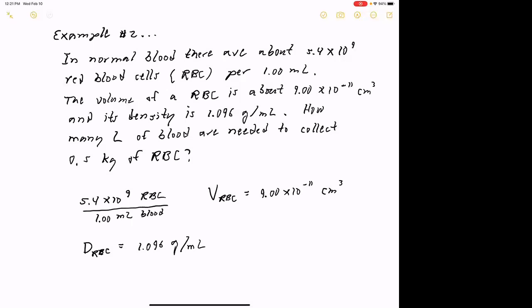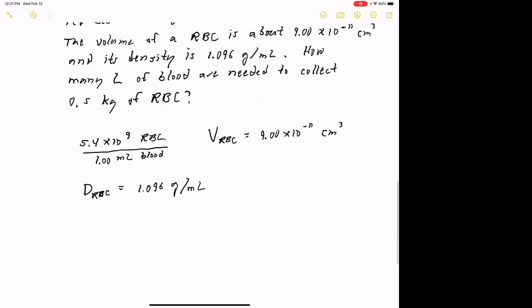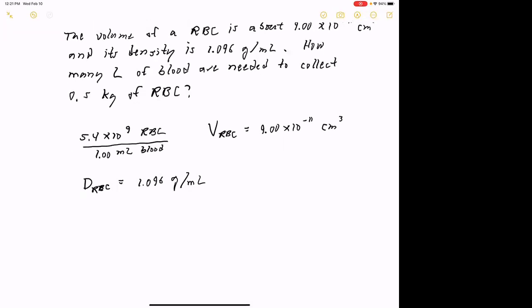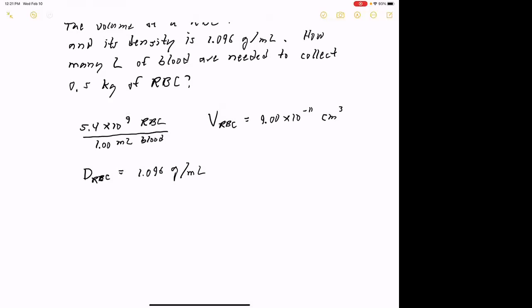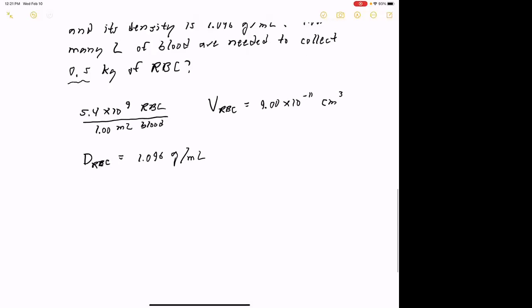Okay, so now I want to know how many liters of blood are needed to collect 0.5 kilograms of red blood cells. So it looks like my given in this problem that I have to start with is going to be the mass of the red blood cells I want to get to. Okay, so let's go ahead and write that down.